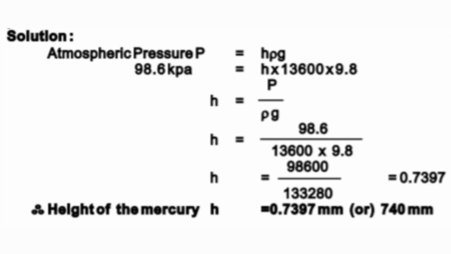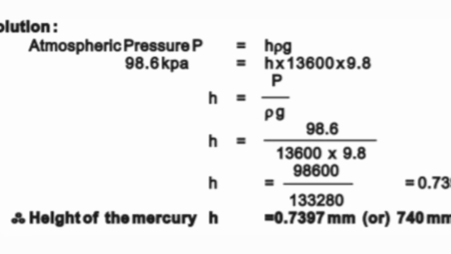98,600 by 1,33,280 is equal to 0.7397. Therefore, height of the mercury h is equal to 0.7397 meter or 740 millimeter.